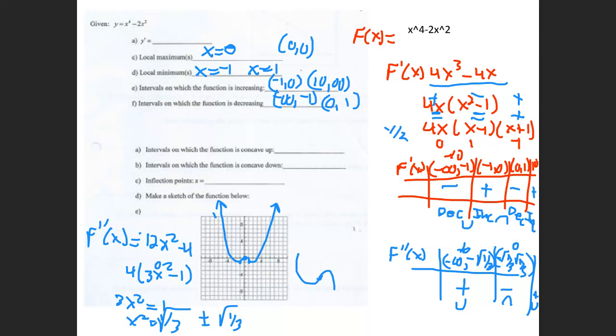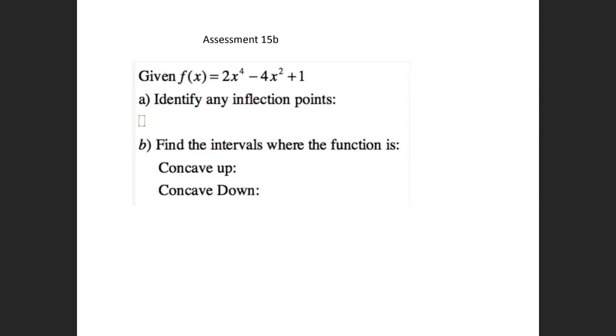So that, in a nutshell, is exactly what they want you to be able to do using the second derivative test. So let's try some examples. All right. So what I want you to do, and this is one of the problems off your assessment this week, 15b, it says given 2x to the 4th minus 4x squared plus 1, identify any inflection points and find the intervals where the function is concave up and concave down.